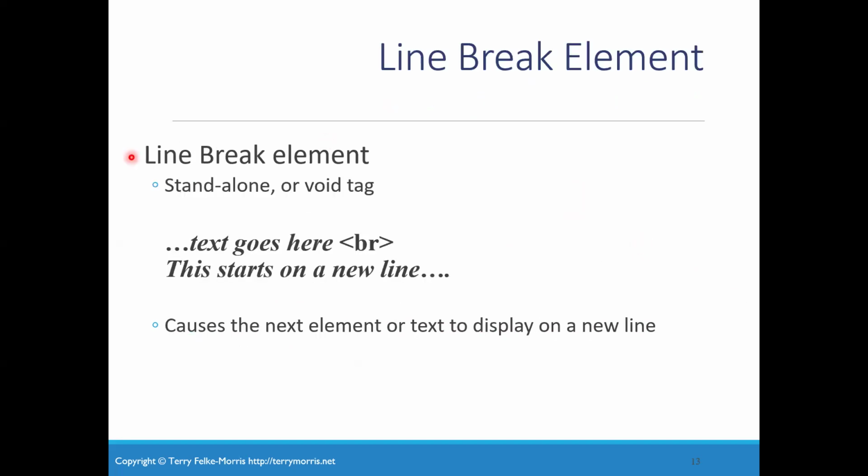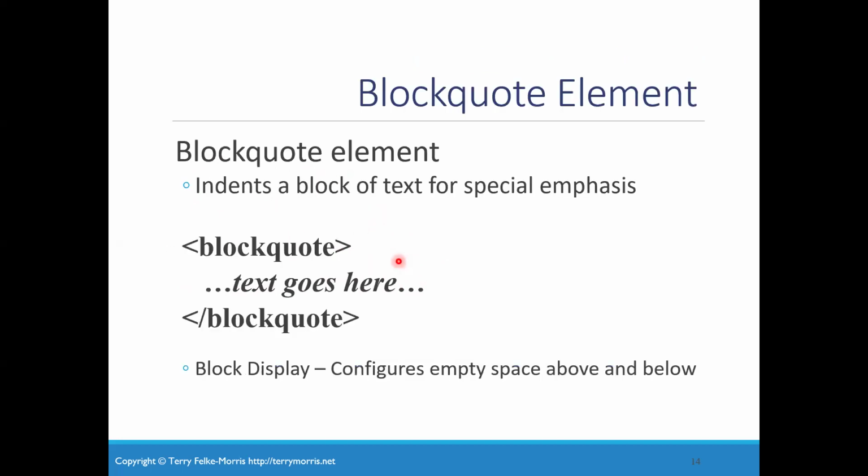The next is a line break. What does it do? This is how you write a line break element. You just do the opening and closing tag, and you put BR. This will start on a new line, meaning any information that comes after this BR will be displayed on a new line.